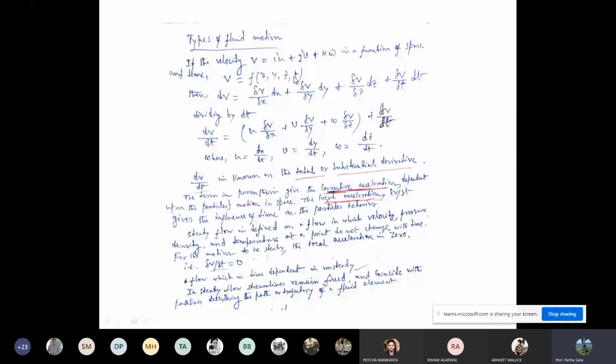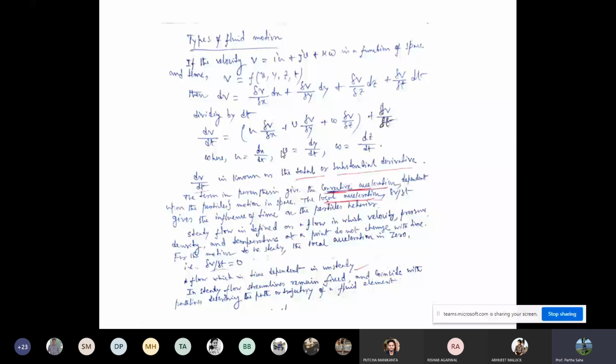The differential, the partial derivative dv, is del v by del x dx, del v by del y dy, del v by del z dz, and del v by del t dt. If we divide by dt, dv by dt becomes like this formula, where u is nothing but dx by dt. Similarly v is dy by dt, and w is dz by dt, that is the velocity in x direction, y direction, z direction.